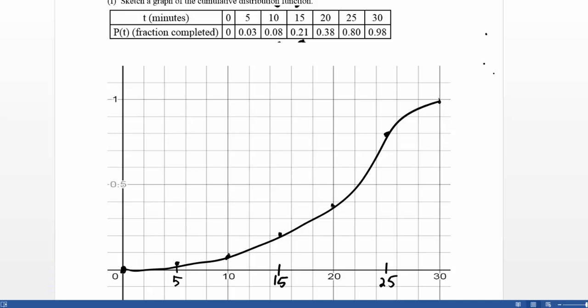So now we have a sense of how to find different fractions from a CDF, how to go back and plot the density function and talk about things related to that, and then how to graph our CDF based on the table and information we were given.